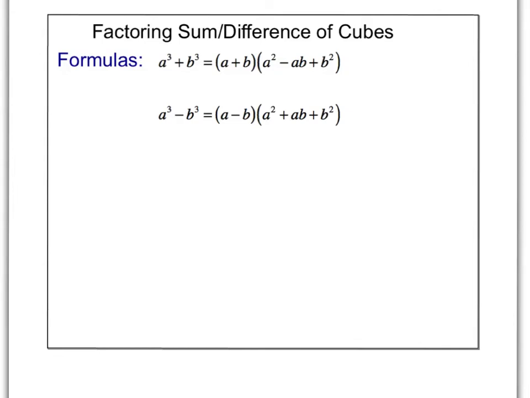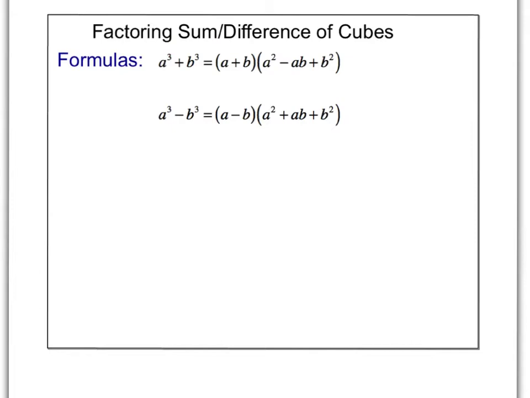Alright everybody, today we're going to talk about factoring the sum and difference of cubes. And there's just a couple formulas that you're going to have to remember for this factoring technique. Now, notice that when we have the sum of cubes right here with the plus sign, you have a cubed plus b cubed equals the quantity a plus b times a squared minus ab plus b squared.